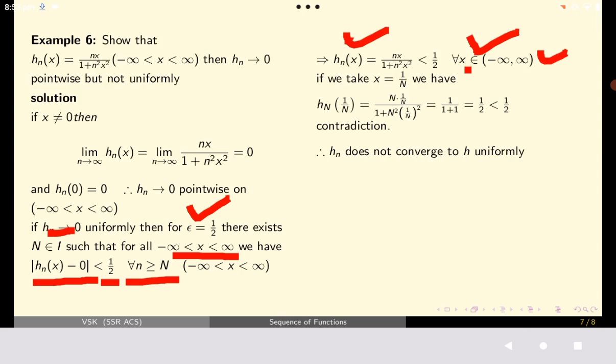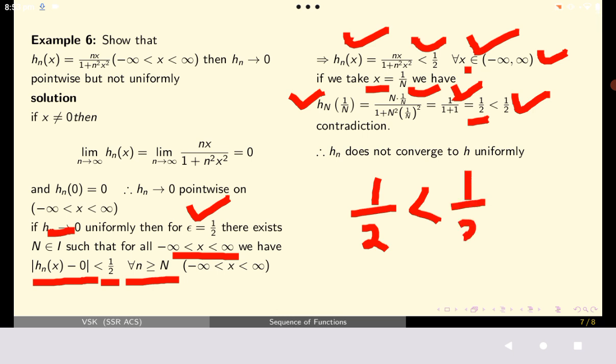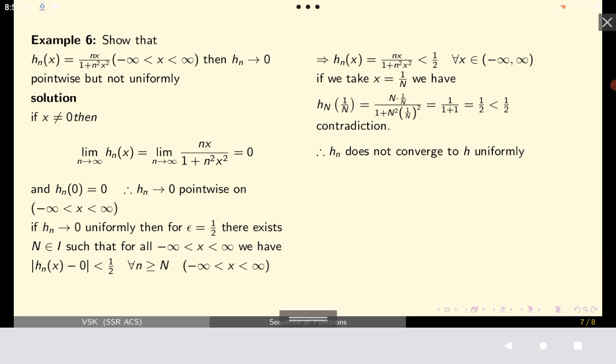So in particular, let us take x equal to 1 by n, then h_n(1/n), because this holds. But this is equal to n into 1 by n upon 1 plus n squared into 1 upon n squared. That gives 1 upon 1 plus 1, that is 1 by 2, which is less than 1 by 2. So 1 by 2 is strictly less than 1 by 2, which is a contradiction. So why this contradiction? Because we are supposing it converges to 0 uniformly. So our conclusion is that h_n does not converge to h, which is equal to 0, uniformly.